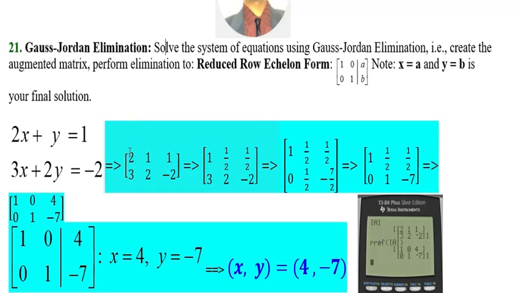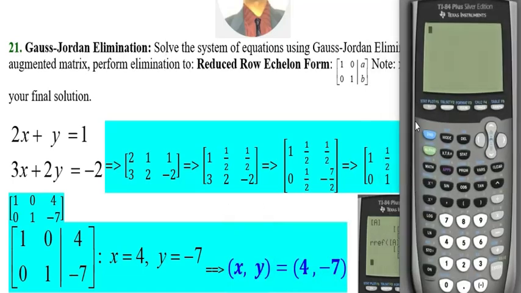The matrix is, for X we have 2, 3, for Y 1, 2, augmented with 1, minus 2. When we do ref A, we get 1, 1 in the diagonal, 0 above the diagonal, 0 below the diagonal. That means X equals 4, Y equals minus 7. And here it is.